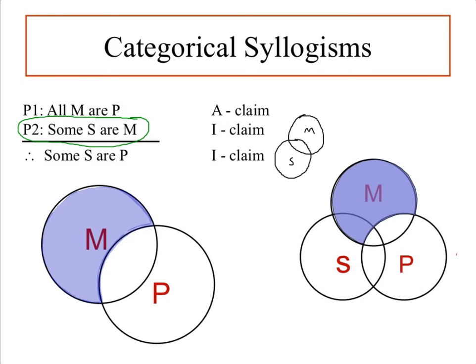I've reproduced the second premise, which is an I claim, here as a standalone Venn diagram. We know that the claim some S are M means at least one member of the S class is in the M class, and we indicate that by marking an X here in this region that I'm highlighting in green. So what we want to do is accurately reproduce that in the big Venn diagram here. So we can see that we're dealing with these 2 categories and that X has to go in that green region there, the area that's highlighted green.